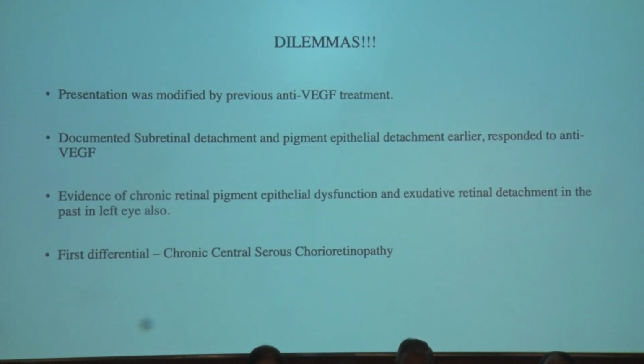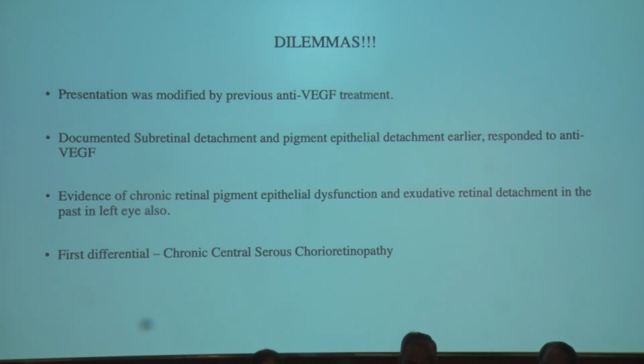So the dilemmas were, when the patient presented to us, he had already undergone a few intravitreal injections, so the presentation was modified. Secondly, there was a documented subretinal detachment and a PED earlier, which responded to anti-VEGF. The evidence of chronic retinal pigment epithelial changes in the left eye was also there.